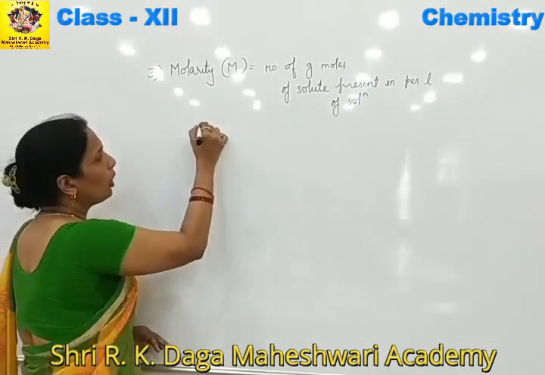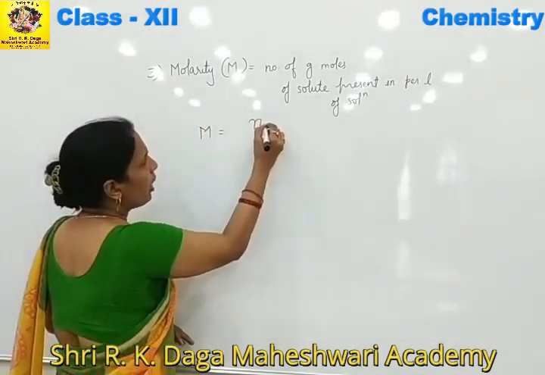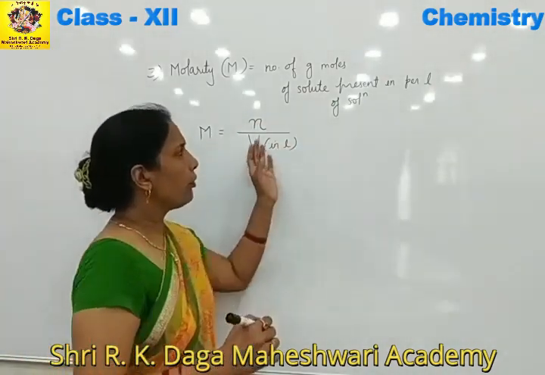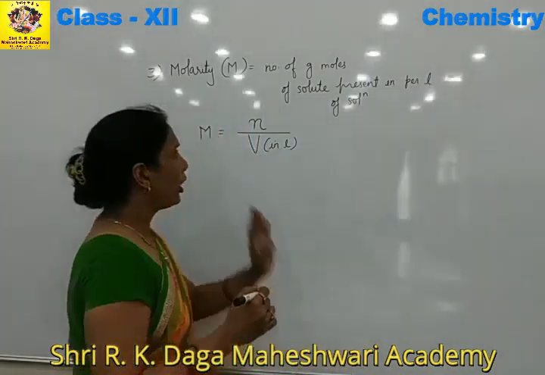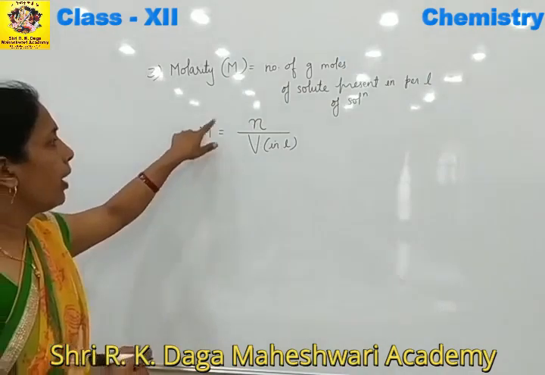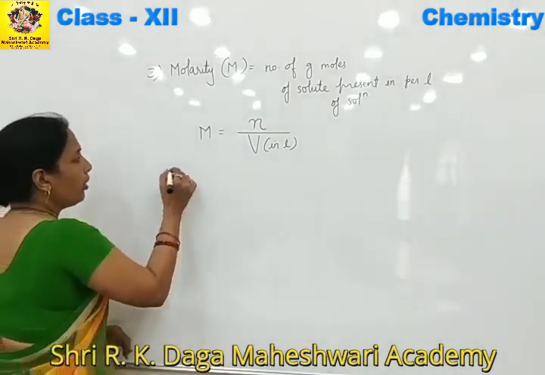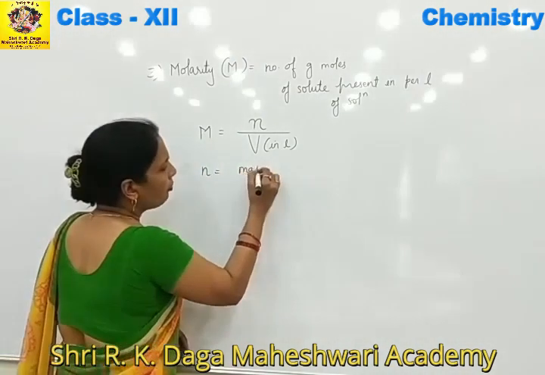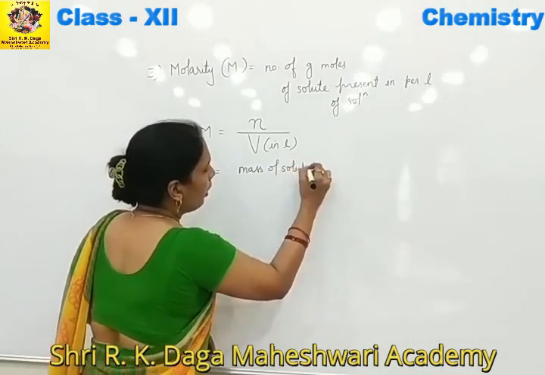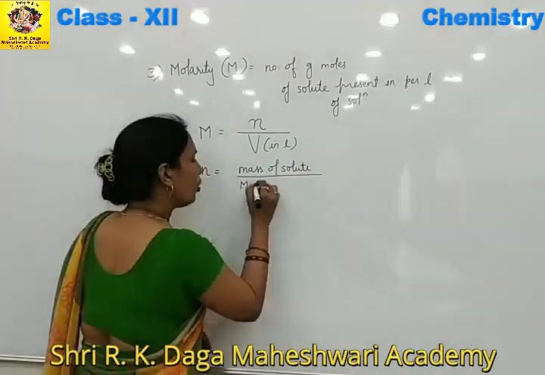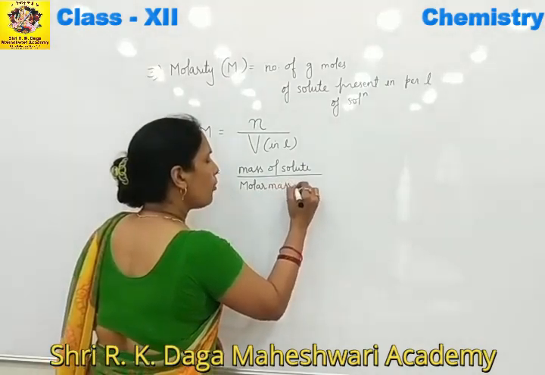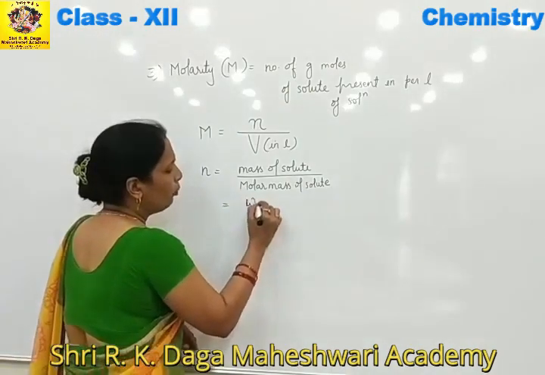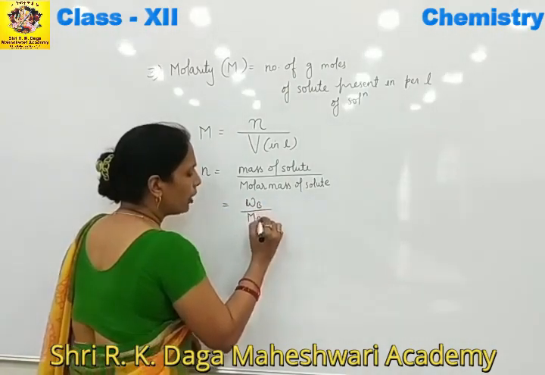Now how can we calculate molarity? Molarity is equal to number of gram moles of solute divided by volume of solution in liter, because it is the definition of molarity that volume is in liter. So according to definition, the formula of molarity will be n by V. Now, what is number of moles? Number of moles equal to mass of solute divided by molar mass of solute. Mass of solute is represented by WB and molar mass of solute is represented by MB.